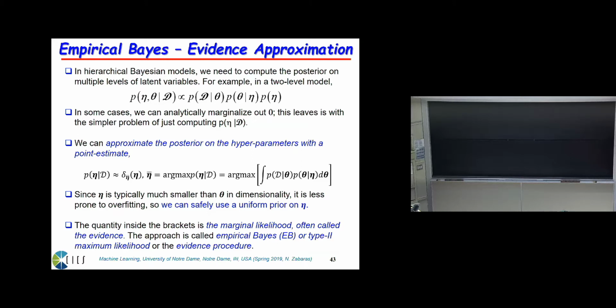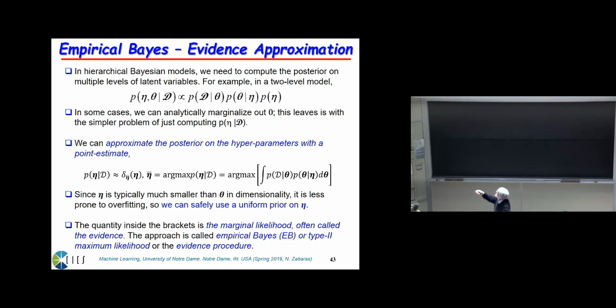Obviously, since I'm going to fix it to a point estimate, I'm taking the prior to be an uninformative, uniform prior. So effectively maximizing the marginal likelihood is really like maximizing the posterior of theta. It's not explicitly stated, but we take a uniform prior on eta, so we're just fine.